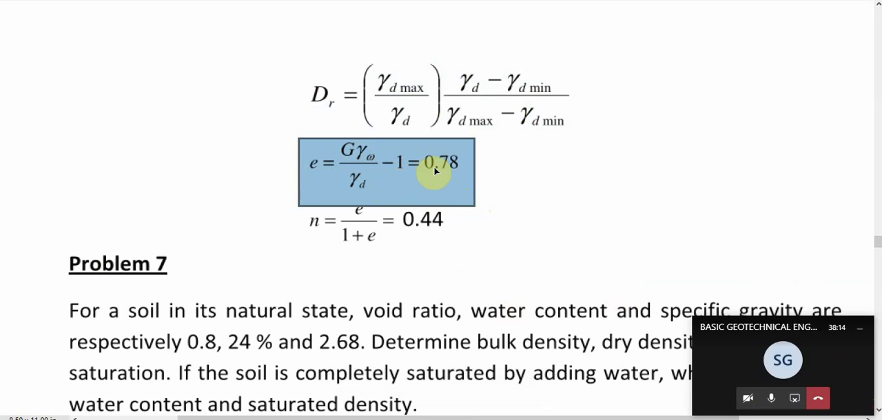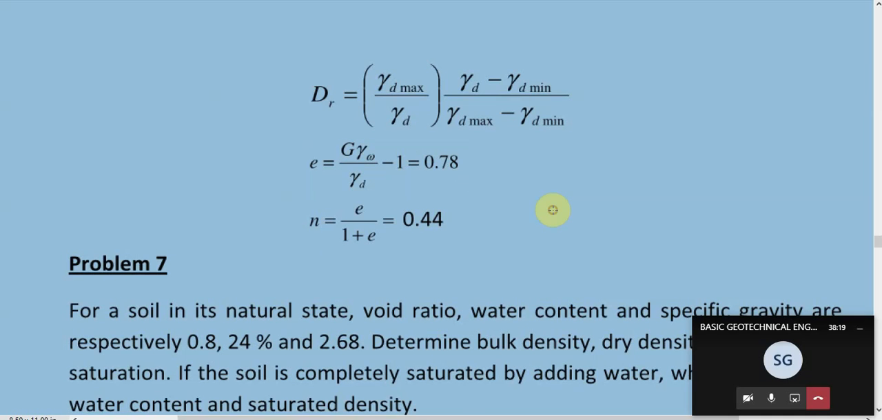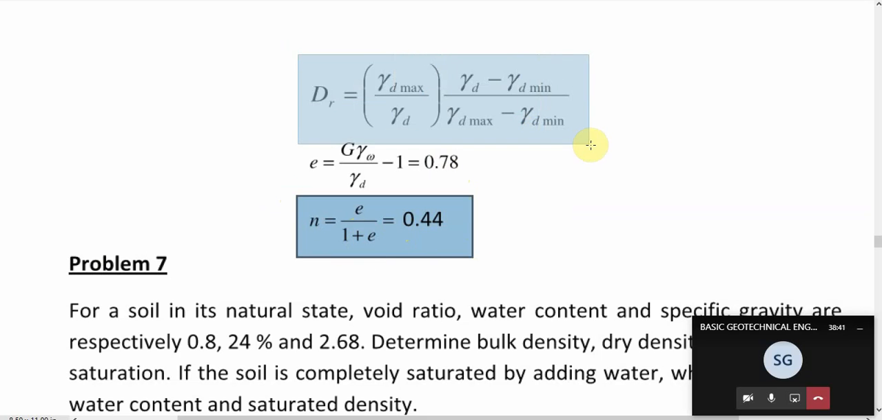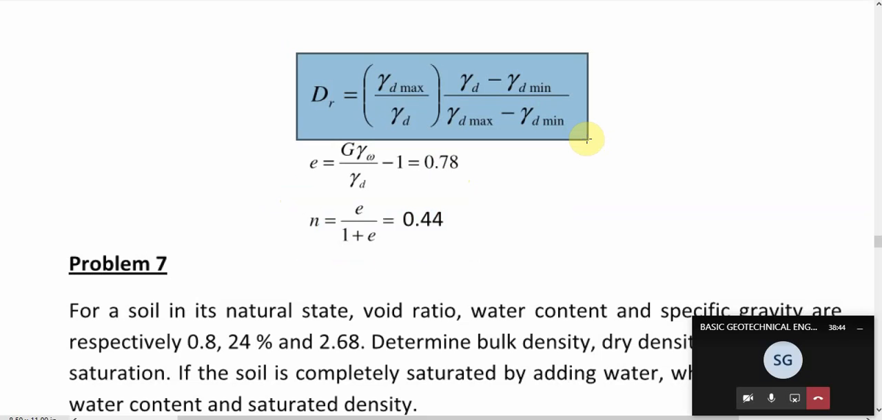You will get the value of Void's ratio, and then substitute this Void's ratio in this expression. N is porosity. Porosity is equal to Void's ratio divided by 1 plus Void's ratio. So you can find porosity. This is a very simple substitution problem. Please try this simplification on your own.